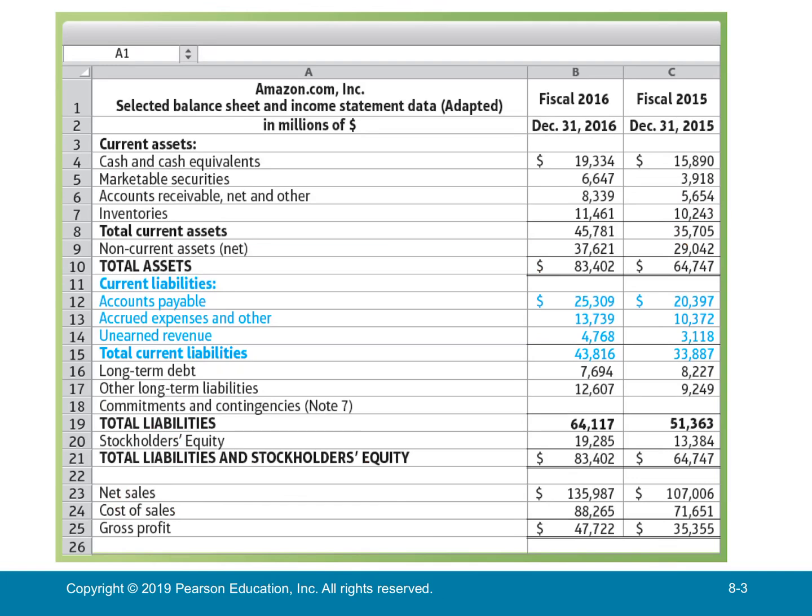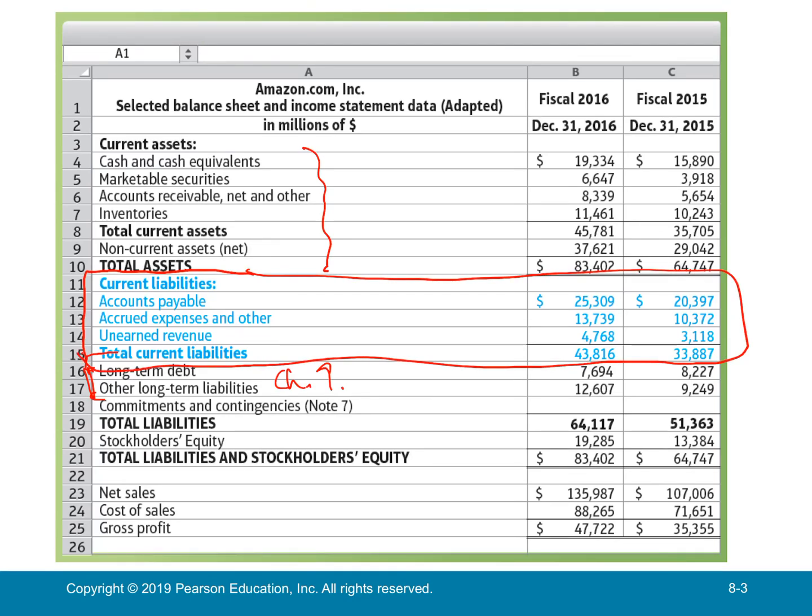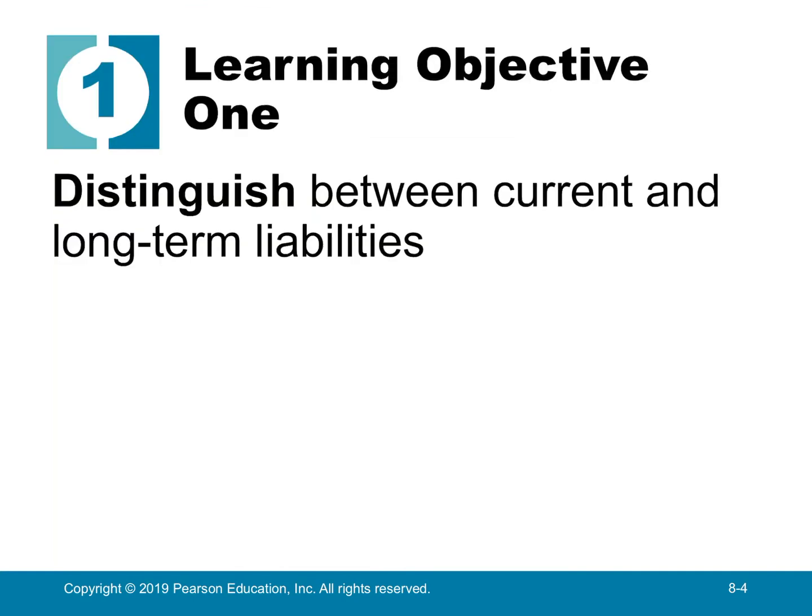So again, if we look at the balance sheet, we've kind of already talked about this asset section, and now we're in this section of current liabilities. We're going to talk about long-term liabilities next chapter, so this is going to be chapter 9. But right now we're in this section where we look at current liabilities. So things like accounts payable, accrued expenses, and unearned revenue.